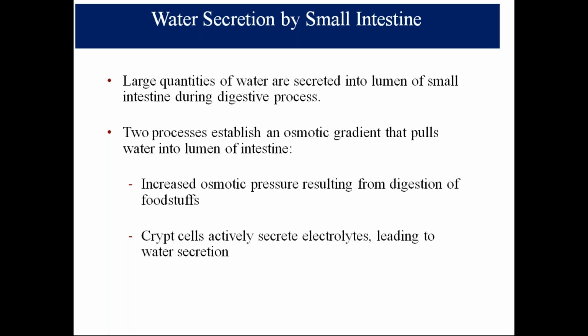Water secretion occurs by the small intestine, as I have already told you. It is by two processes which establish an osmotic gradient which pulls the water into the lumen of the intestine. So you have increased osmotic pressure which is resulting from digestion of foodstuffs, and you also have that the crypt cells are actively secreting electrolytes, which in turn leads to secretion of water.